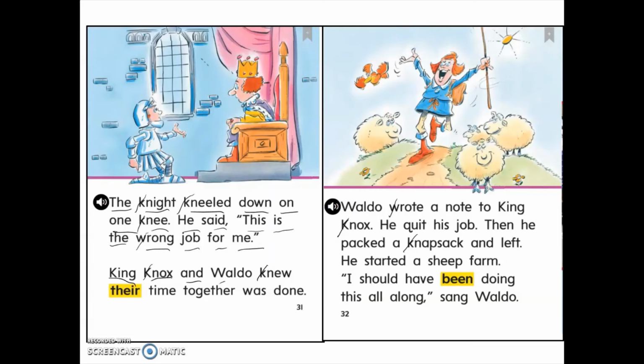King Knox and Waldo knew their time together was done. Waldo wrote a note to King Knox. He quit his job. Then he packed a knapsack and left. He started a sheep farm. "I should have been doing this all along," said Waldo.